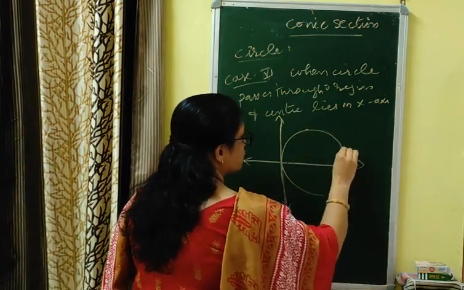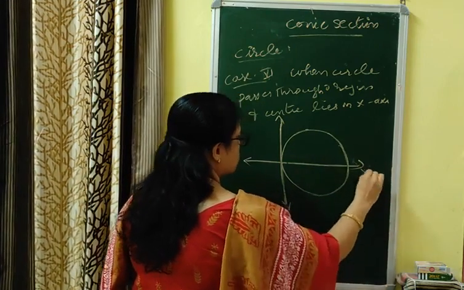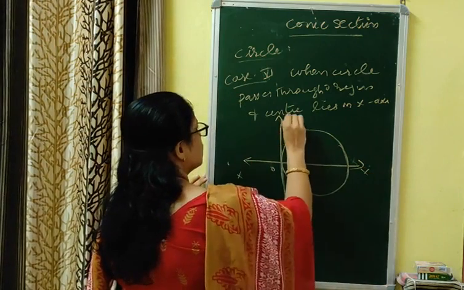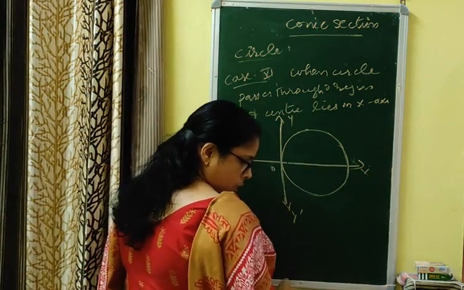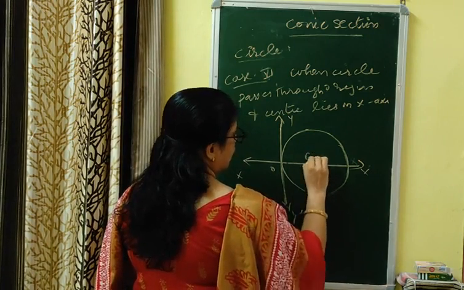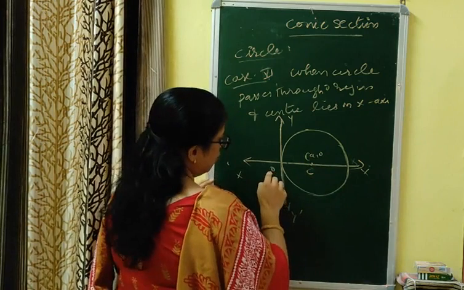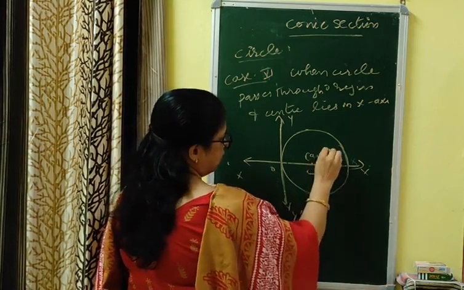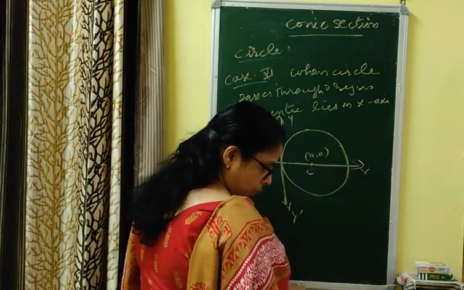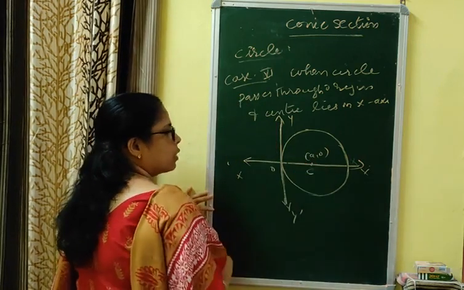But you know that this is a circle, so the distance should be the same all around. Here we have XOX', YOY'. Now let the radius of the circle be a, so that the center becomes (a, 0). This point is named C, because the origin is already named O. Now how can we find the equation of the circle? Since the center is on the x-axis, the y-coordinate equals 0.